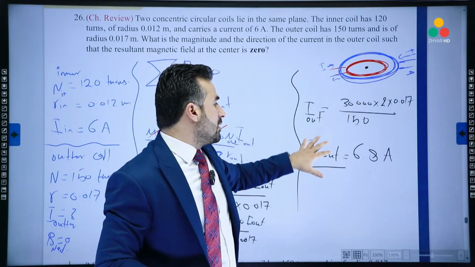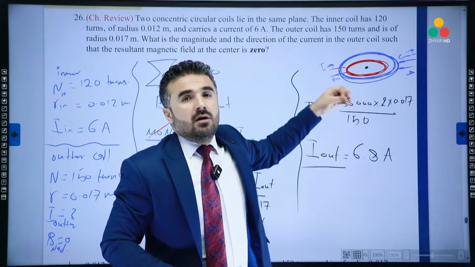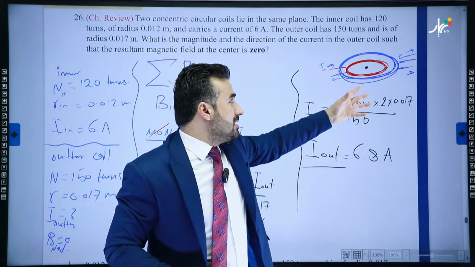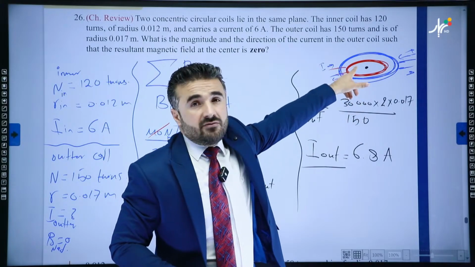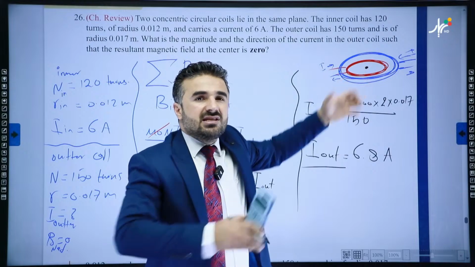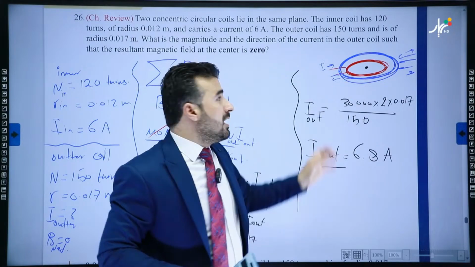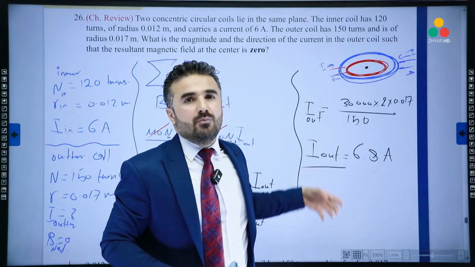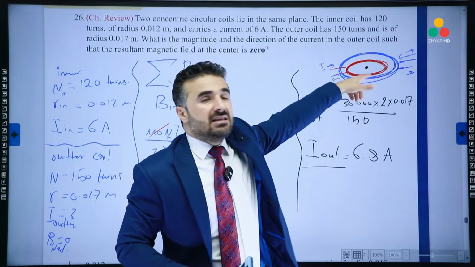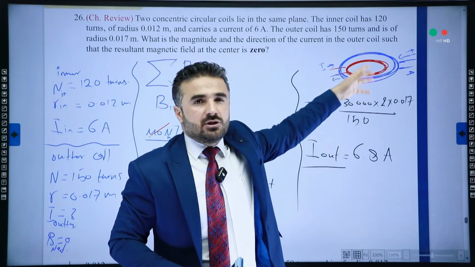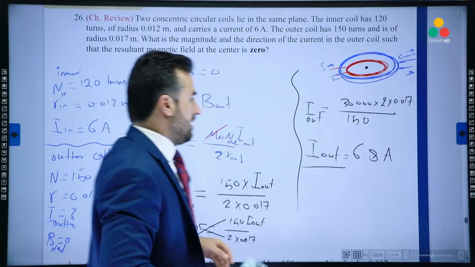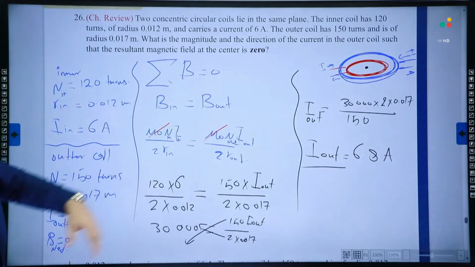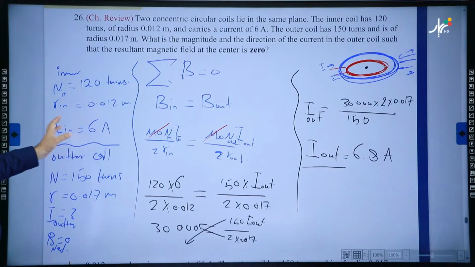So once again, the direction of the current in the outer coil must be in opposite direction to the direction of the current in the inner coil. This is how they can cancel one another out. If they were in the same direction, they would be additive, so they would make a bigger magnetic field. So magnetic field strength at the center would not be 0 in that case. So remember, here is the magnitude and here's the direction.